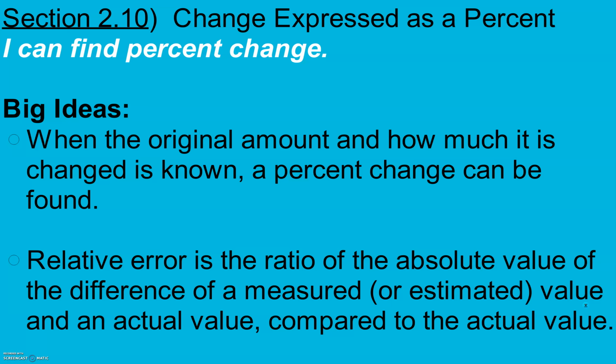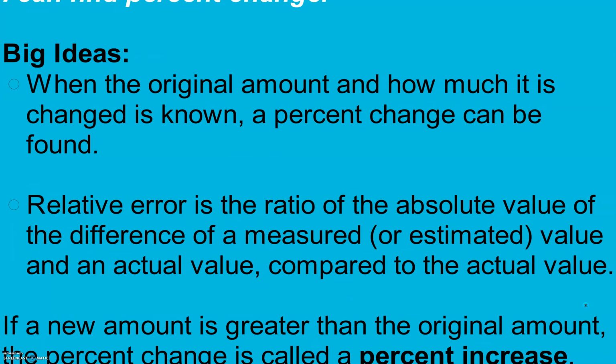Section 2.10 is change expressed as a percent. I can find percent change. Big ideas here. When the original amount and how much it's changed is known, a percent change can be found. Relative error is the ratio of the absolute value of the difference of a measured or estimated value and an actual value compared to the actual value.